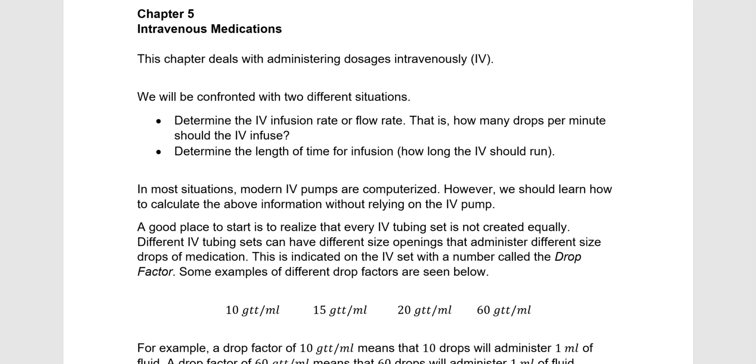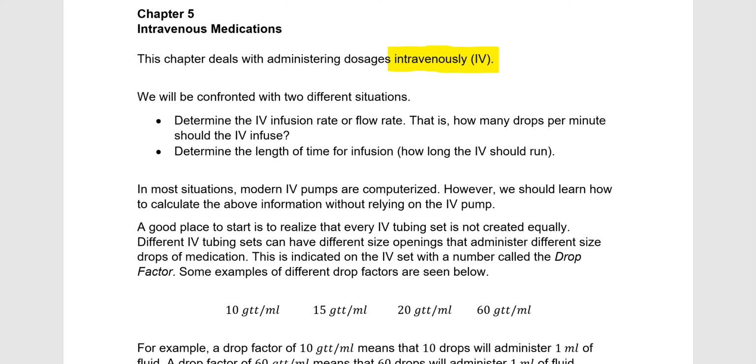Chapter 5 is intravenous medications. So we're going to be dealing with administering dosages intravenously, which is an IV. So we're essentially going to have two types of problems to solve. We're going to have to determine the IV infusion rate or the flow rate.